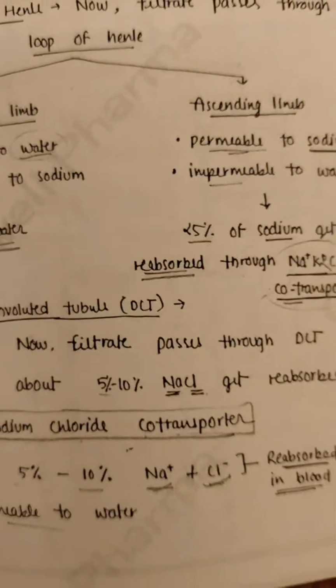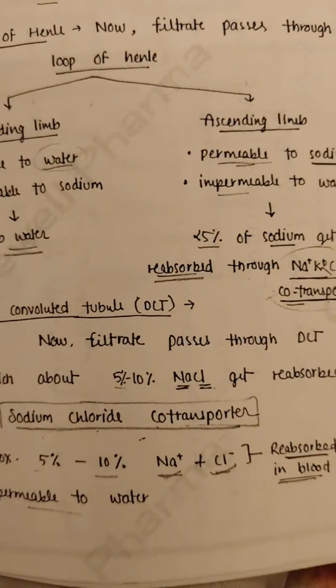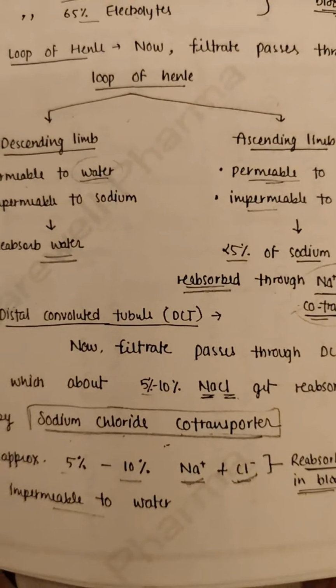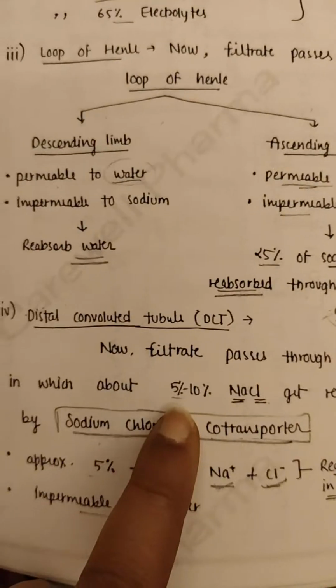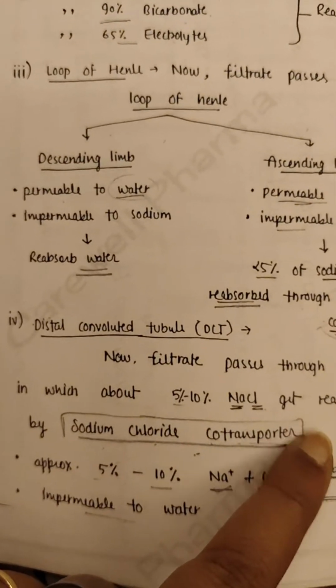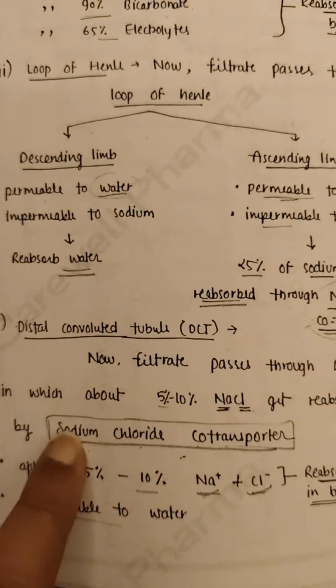Next is the distal convoluted tubule. When the filtrate passes through the distal convoluted tubule, it only contains 5 to 10% of sodium chloride. Again it is reabsorbed by the sodium.